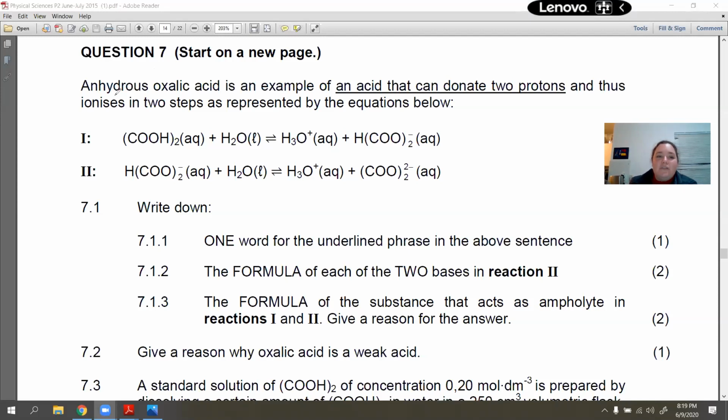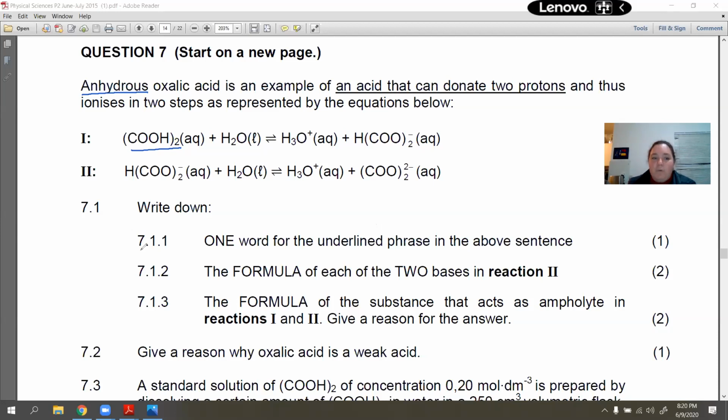Question 7 says anhydrous oxalic acid. That word anhydrous just means it doesn't have waters of crystallization, and therefore it's that exact formula. Don't panic, anything further than that. It's an example of an acid that can donate 2 protons and thus ionizes in 2 steps as represented by the equations below. So this is where we're dealing with an acid, and it gives off 1 proton and then gives off another one.